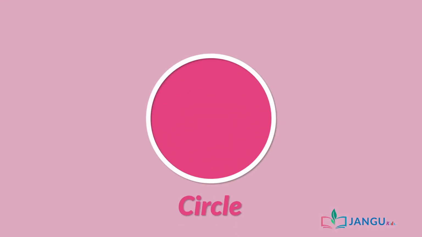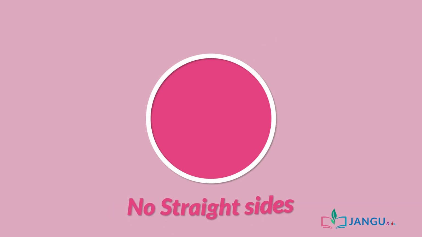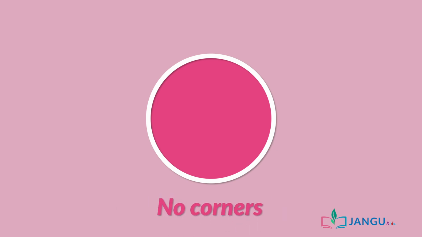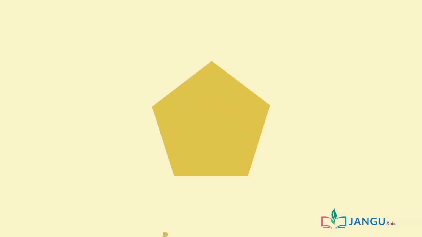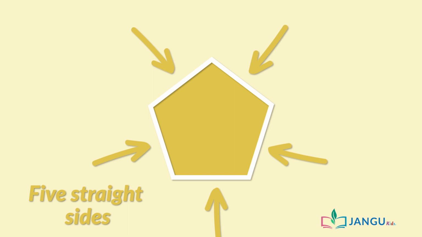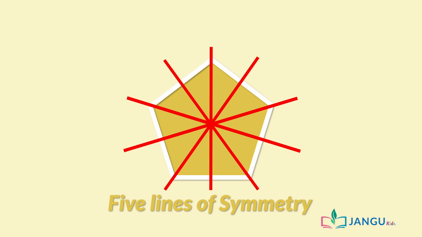Circle. A circle has the following properties. A round flat 2D shape. No straight sides. Only one curved side. It has no corners. It has infinite lines of symmetry. Pentagon. A pentagon has the following properties. Five straight sides, five corners, five lines of symmetry.